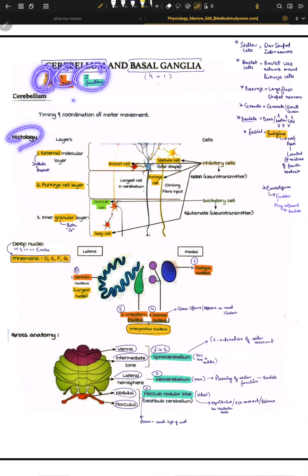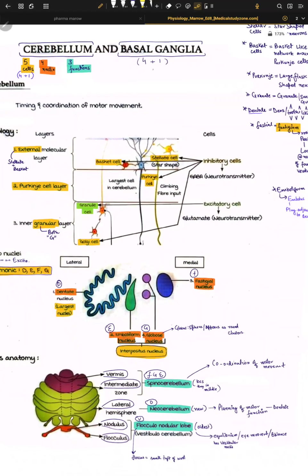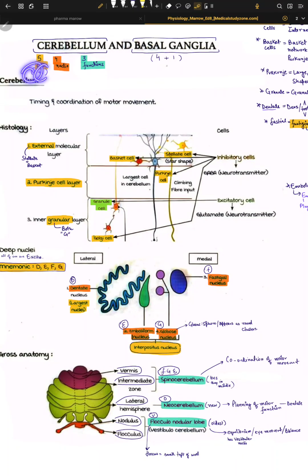What are the 5 cells? 5 cells are 4 plus 1. It means 4 are the same type of cells, and 1 is different. Okay. So in cerebellum we have 5 types of cells.